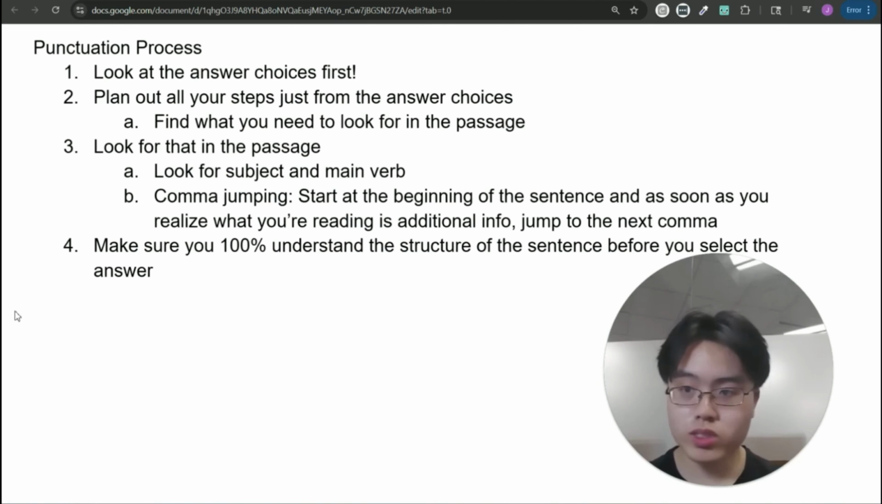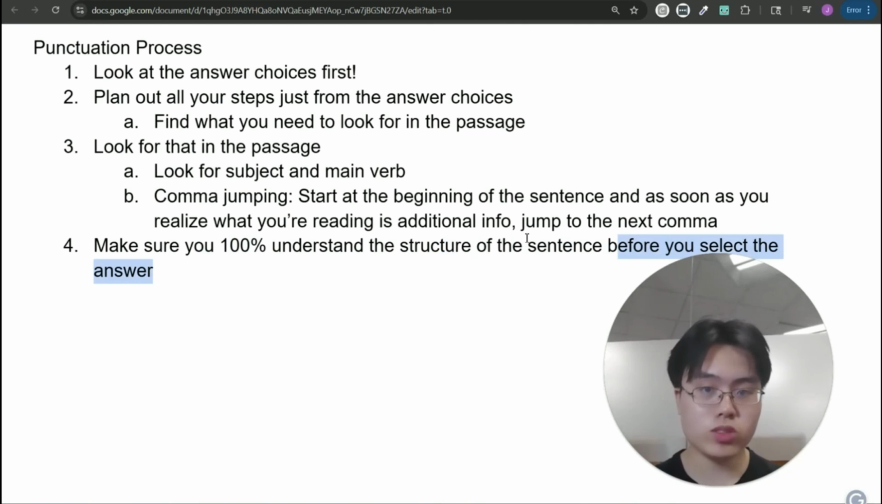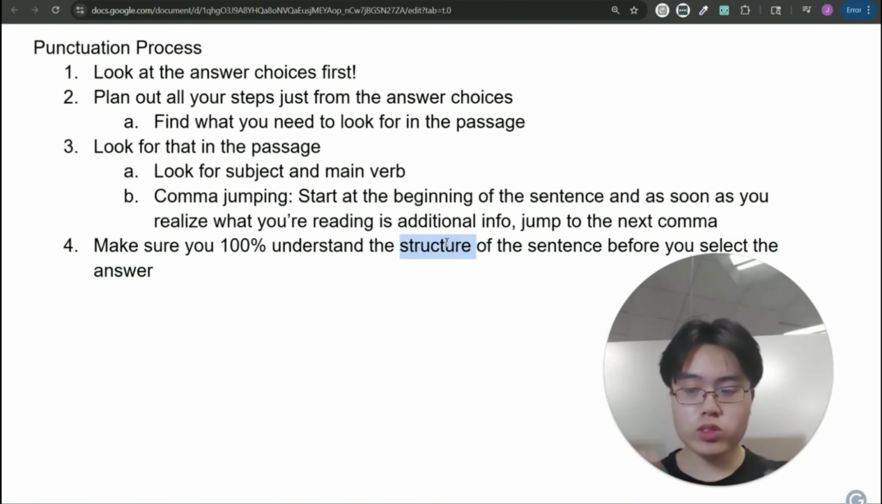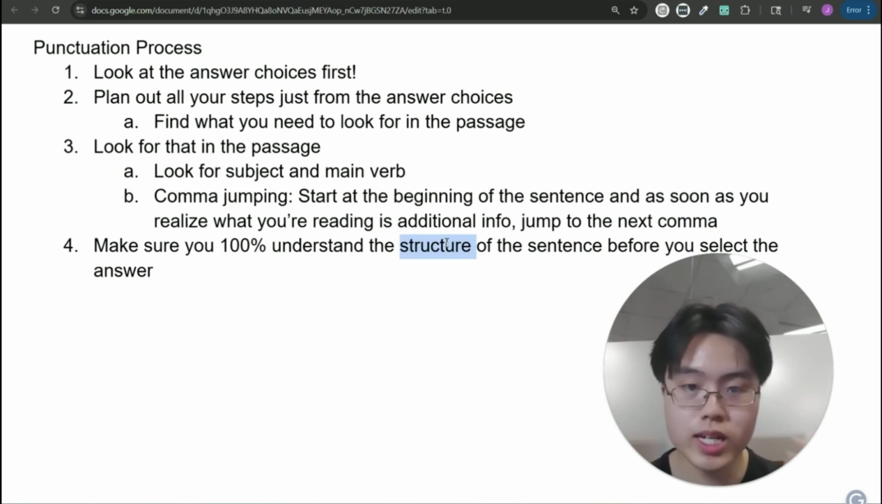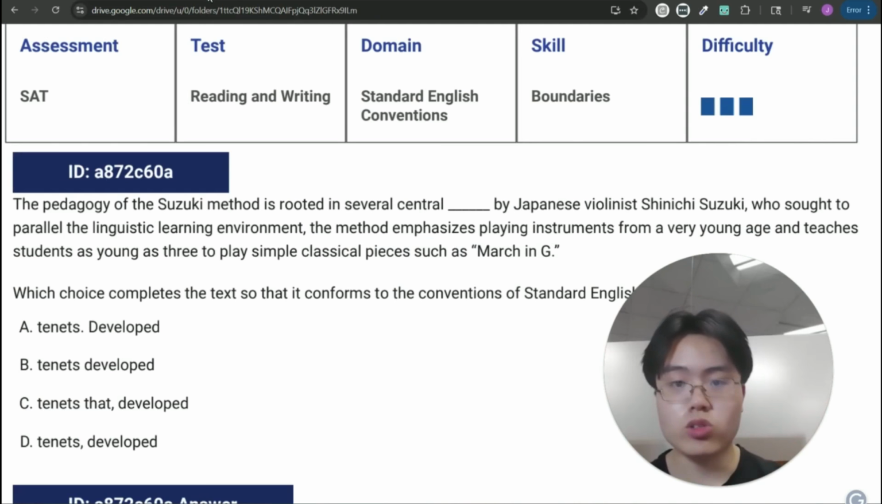And then the final thing is make sure you 100% understand the structure of the sentence before you select the answer. What I mean by structure is you have to understand why all the punctuation marks are there. So whichever sentence the blank is in, you understand why all the commas are there, why the semicolons are there, why, if there's a dash, all the dashes are there, and exactly that. Okay, you don't actually have to understand the sentence, but you have to understand it enough to understand the structure of the sentence, like all the commas and things like that.